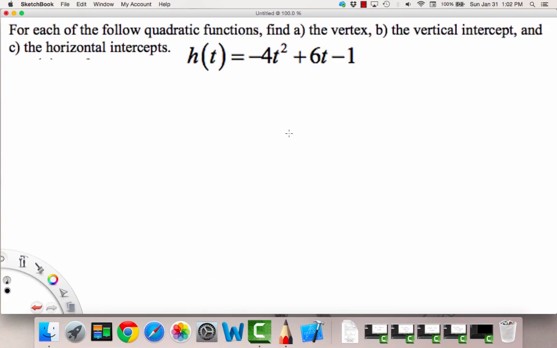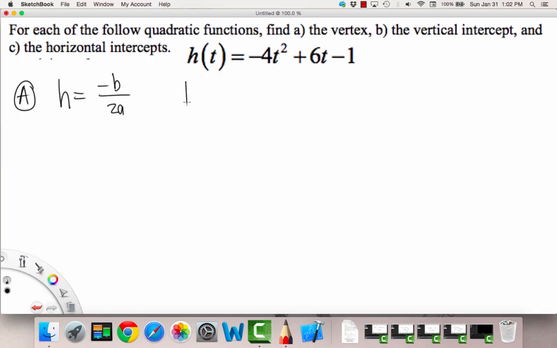Okay, so this is kind of an all-encompassing question where we're going to find the vertex, the vertical intercept, and the horizontal intercepts. So for the vertex, let's do part A. To find the vertex, we just identify what our a, b, c are, and then we plug it into this formula here, h equals negative b over 2a, which you might recognize as part of our quadratic formula if you look back at it.